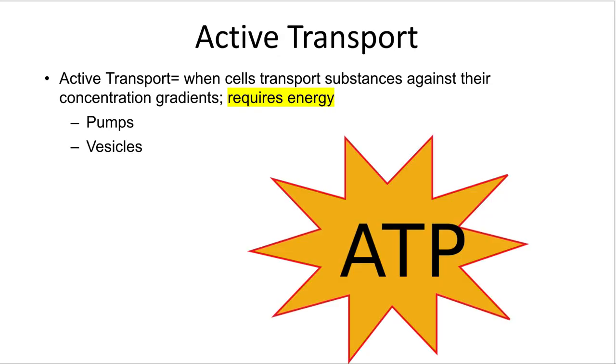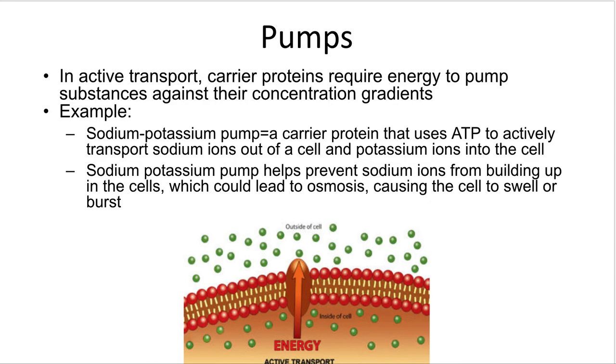Okay, that was all passive transport. Active transport requires energy. During active transport, molecules are going to go against their concentration gradient. They're going to go from low concentration to high concentration, and active transport includes pumps and vesicles. Pumps. In active transport, carrier proteins require energy to pump substances against their concentration gradients.